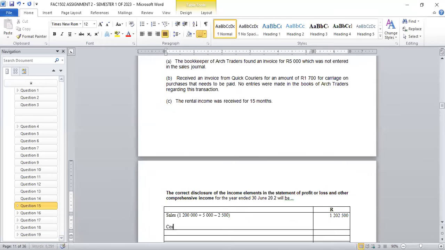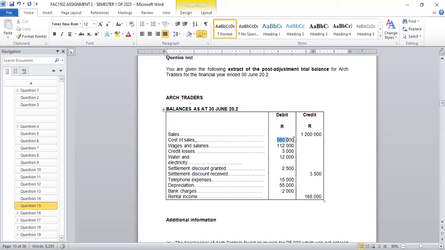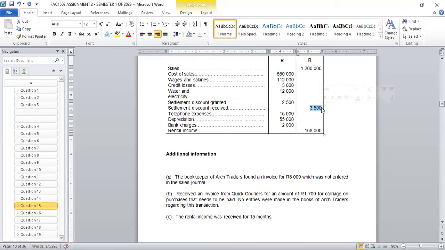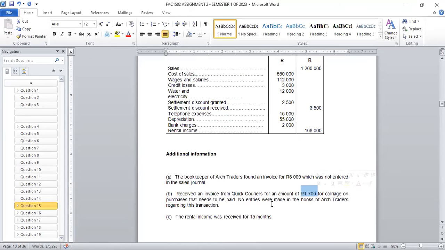Then your cost of sales. You take the cost of sales that is given, the 560. To the 560, you subtract the settlement discount 3,500. Then you add your invoice for courier 1,700, because no entries had been made. Carriage on purchases is part of the cost of sales. It's just like transporting your goods to your premises. So 560 plus 1.7 minus 3.5.